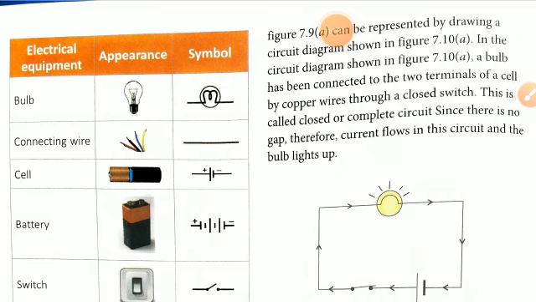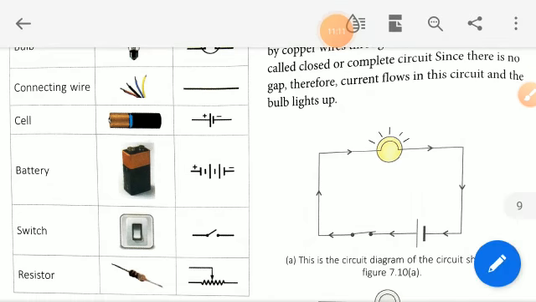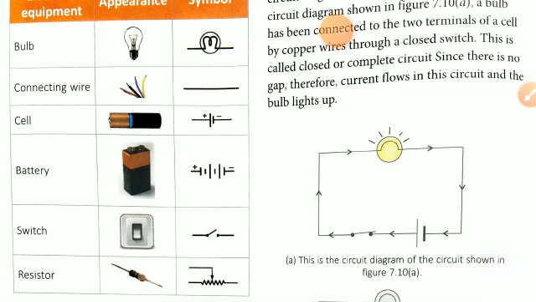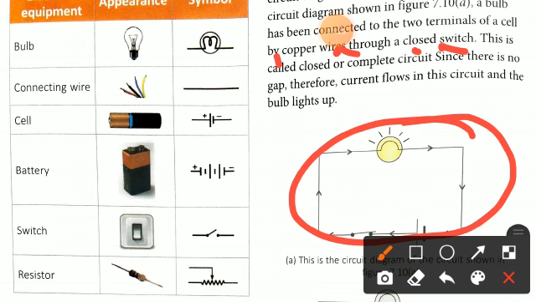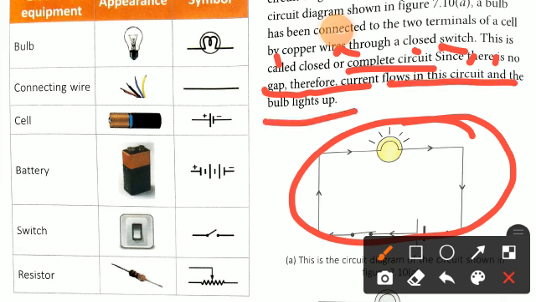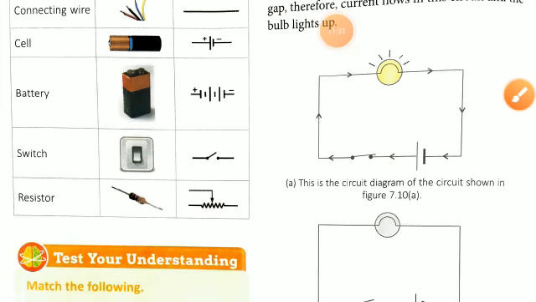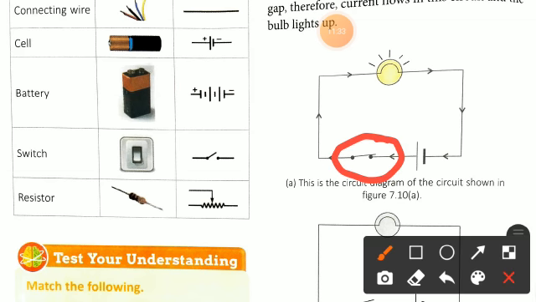In the circuit diagram shown in 7.1a, a bulb has been connected to the two terminals of the cell by copper wires through the closed switch. You can see here it is a closed switch. So this is called a closed or complete circuit, since there is no gap, therefore current flows in this circuit and the bulb lights up. Here you can see the key is also in the closed state. The current from this battery starts moving through this key to the bulb, and the bulb starts glowing.